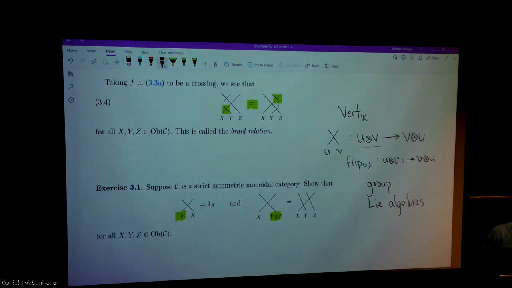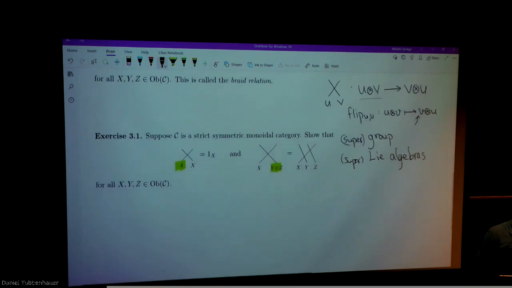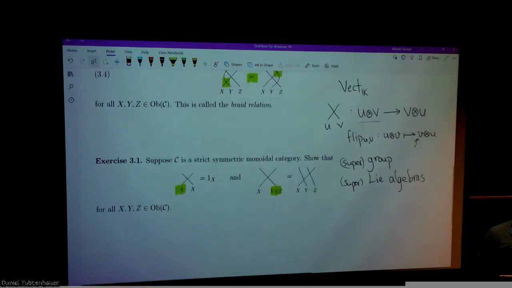And at the very end, we'll also upgrade these things to add in the word super. Those can also give us examples. The only thing is you'll need to put a little sign in here depending on how you use elements. So there are lots of examples of symmetric monoidal categories. If you go to the quantum analogs, then, as you said, it's no longer symmetric. So we'll stick with the non-quantum version for these talks. Okay.